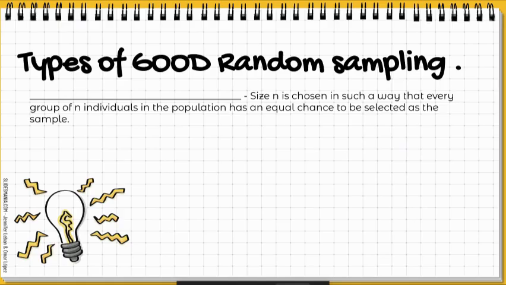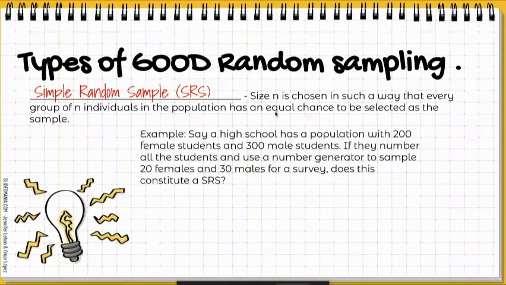So types of sampling. We want a good random sample. So our first type is the simple random sample. You'll see it abbreviated as SRS. We saw it in chapter 1, but we didn't really know what SRS was. Well, now we're learning. A simple random sample of size n is chosen in such a way that every group of n individuals in the population has an equal chance to be selected as the sample. So you don't want one individual to have more of a chance than someone else. So equal chance is the main takeaway there. Underline equal chance.